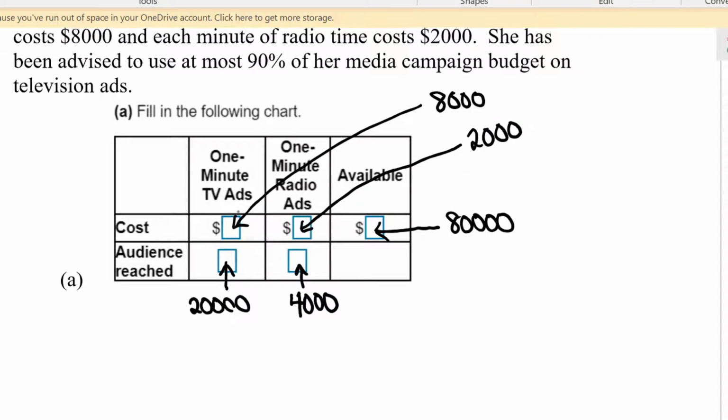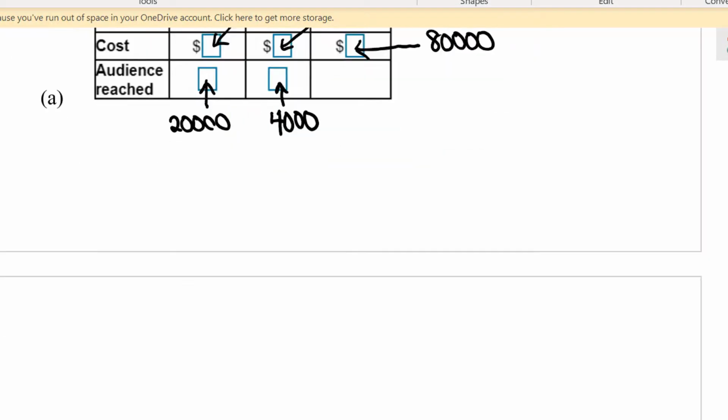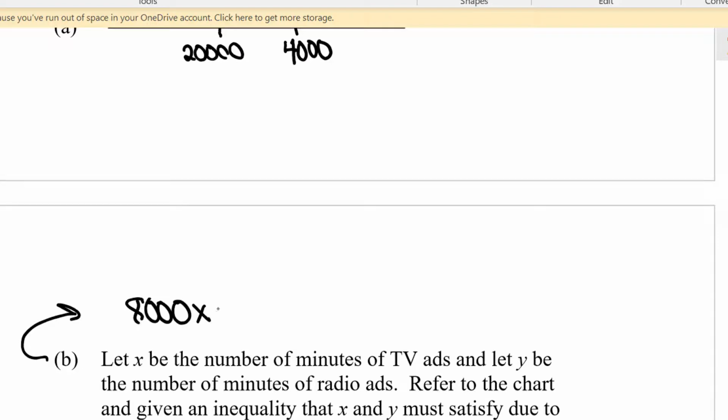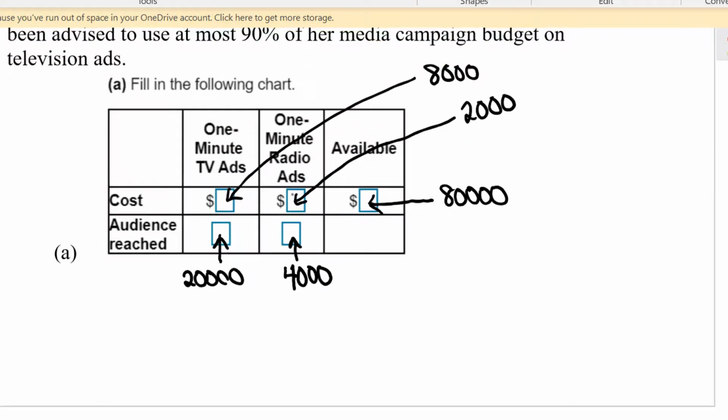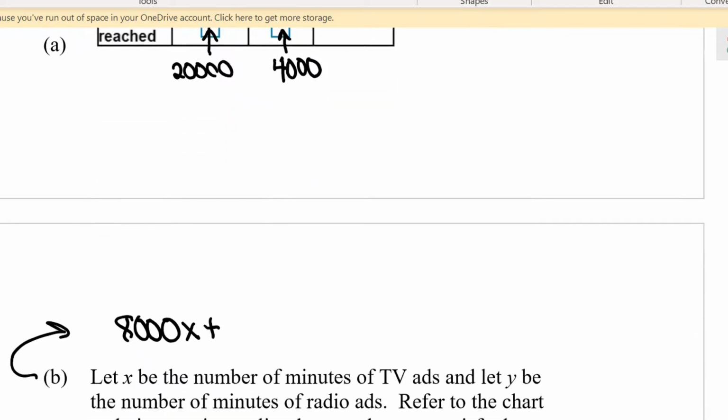X is the number of minutes of TV ads, and each minute costs $8,000, so that would be 8,000x plus a certain amount of money for radio ads. That was $2,000 per minute, so that would be plus 2,000y. Now, they don't have to spend all of the money, right? They just have to either spend all of it or stay under budget, and the total amount was $80,000. So that's one of our constraints.